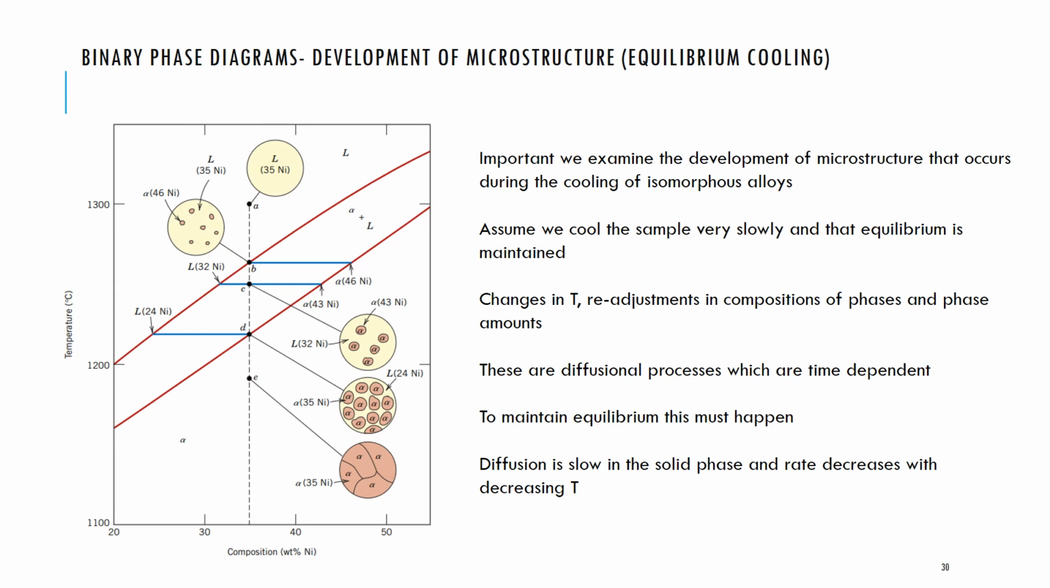Small and slow changes in temperature will lead to readjustments in the compositions of those phases and the relative amounts of those phases. And that's because we're allowing the diffusional processes that need to happen, the rearrangement of matter on the atomic scale, to redress that equilibrium.